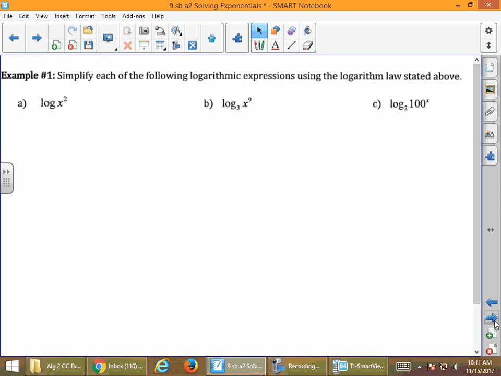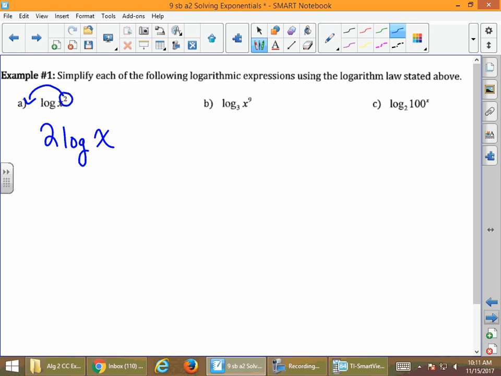So when we look at this first part here, simplify each of the following logarithmic expressions using the logarithm law stated above. Again, all that means is we take the exponent, and we're going to rewrite it as a coefficient. And I frequently make that symbolism there with circling and drawing the arrow. 2 log of x. By the way, what's the base on that log without one written? It's 10.